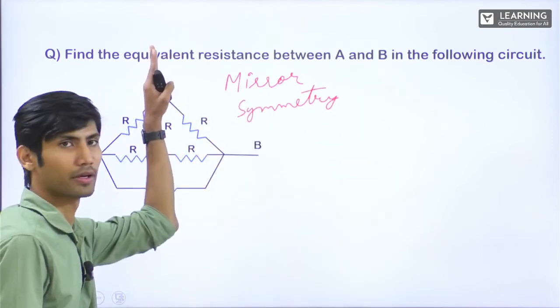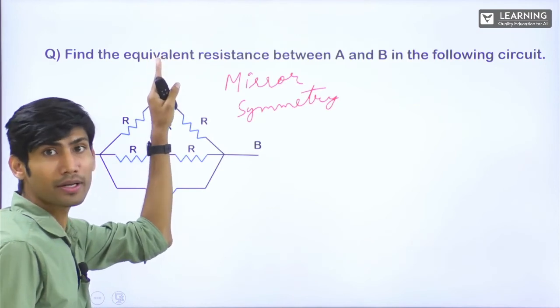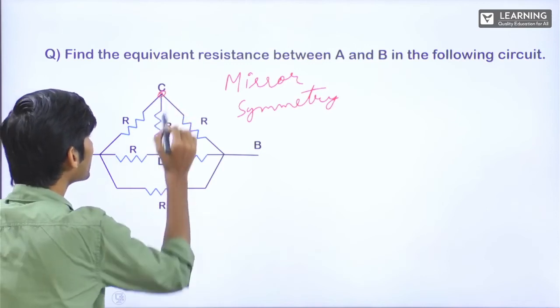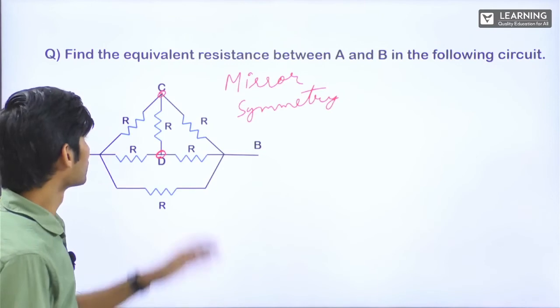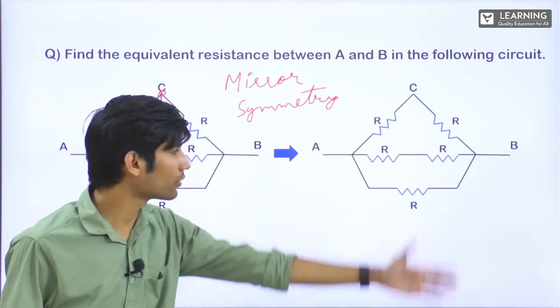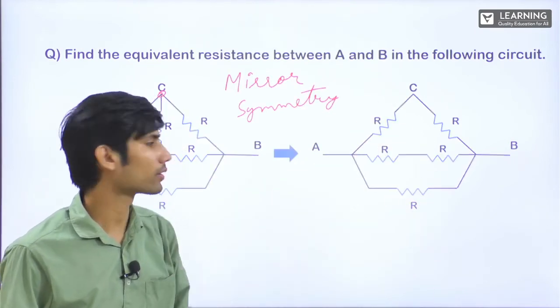If I keep a mirror here. Now what I told? Any connection along the mirror, I have to remove, right? This point and this point will be at the same potential. I'll remove this wire out. If I remove it out, the circuit will be like this. Now can you solve this? These two are in series, 2R, 2R, R.